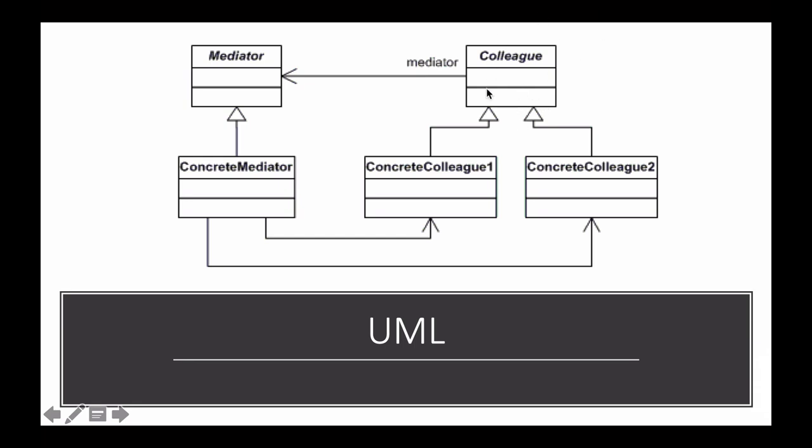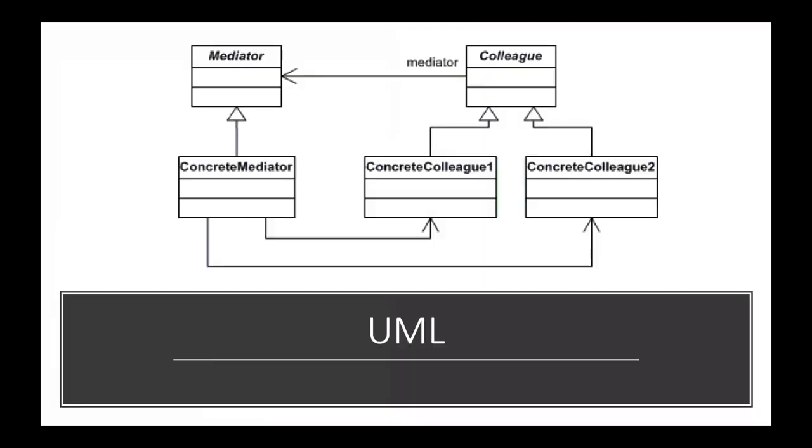Now if you see here, every colleague has a reference to a mediator and every concrete mediator has a reference to all the colleagues present in the system. So this is a pretty straightforward design pattern. What the mediator design pattern is basically trying to say is every communication happens through the mediator. All the communicating parties need to contact each other using the mediator reference.